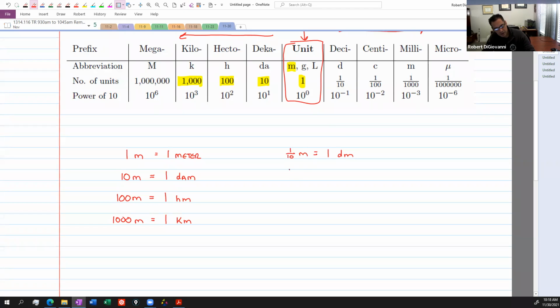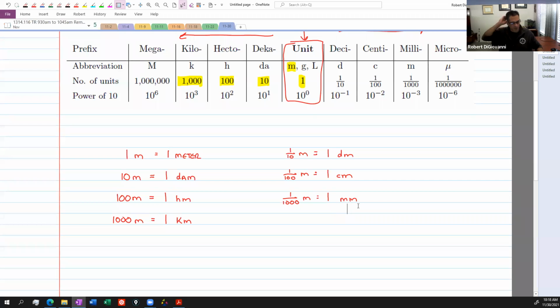If we cut a meter into 100 pieces and take one of those pieces, that's called 1 centimeter, and we put a C in front of the M. And then if I cut it into 1,000, then we get a millimeter, and that's 1 with an M in front of the M. That's kind of weird, M in front of M, but that stands for millimeter.